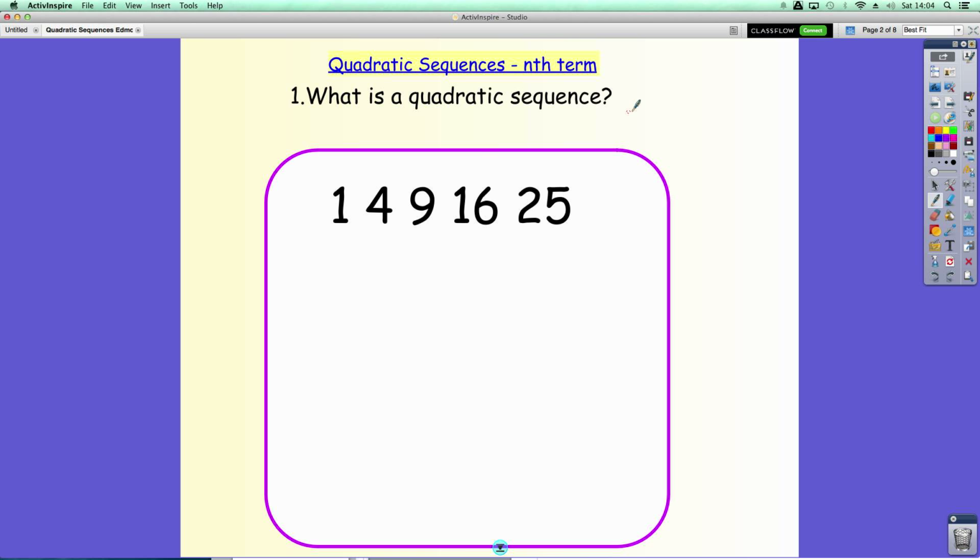So if we compare it to a linear sequence, like 6, 8, 10, you can see there that the difference between these is constant. It doesn't change. It's always +2. Now when we compare it to 1, 4, 9, 16 and 25, the first difference is changing as we go along.